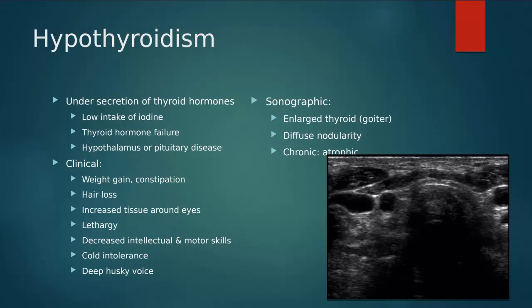So we can see an enlarged thyroid in really early cases of hypothyroidism, but mainly we are going to be seeing this chronic, small, potentially even disappearing appearance of this thyroid.